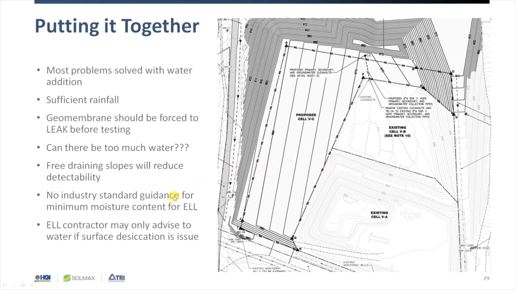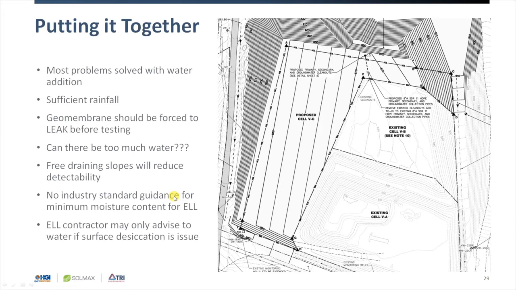Speaking of flowing off the liner, I have seen that free draining slopes are going to reduce the detectability of a leak, because on the floor area or an area with less of a slope, you can get water to pool and slow down. If you have a free draining slope, something like a geocomposite, even sometimes a geotextile, a hole is not going to be as detectable as if it were on a floor where the head can build up. So keep in mind that there's no industry standard guidance for minimum moisture content for ELL.